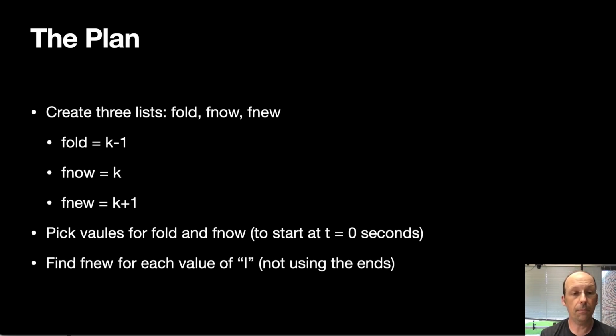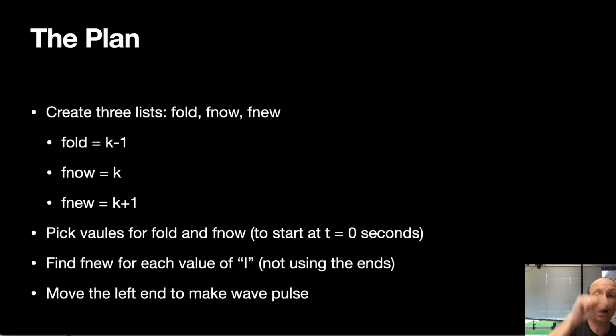And then I'm going to find a new value for each f. I'm going to go through each one and find new values, and that's going to be my f new. And then I can move everything back and forth. I can make the now old and the new now, and then find the new. Okay, now I also want to take that one in and not have it fixed. I'm actually going to manually move that to make my little wave pulse, just like I did with the mass on a spring.